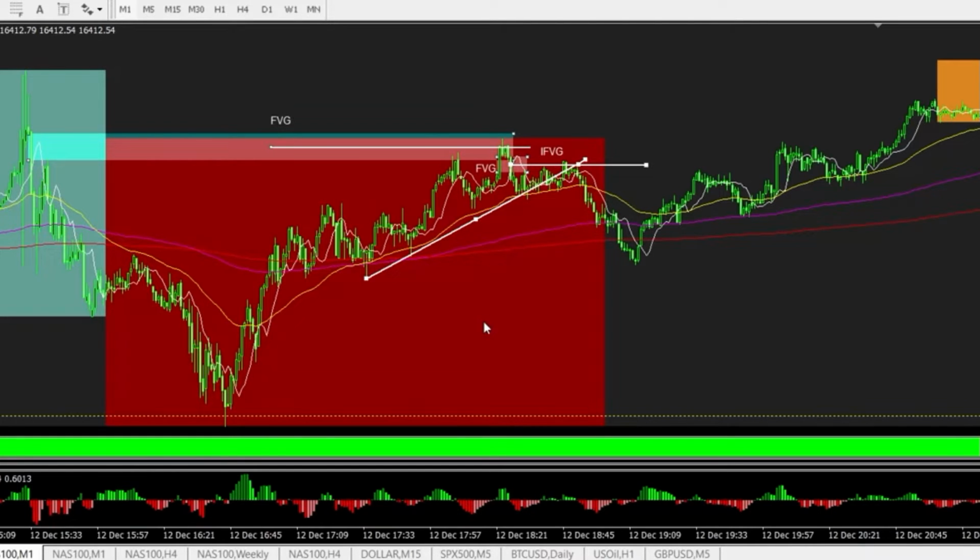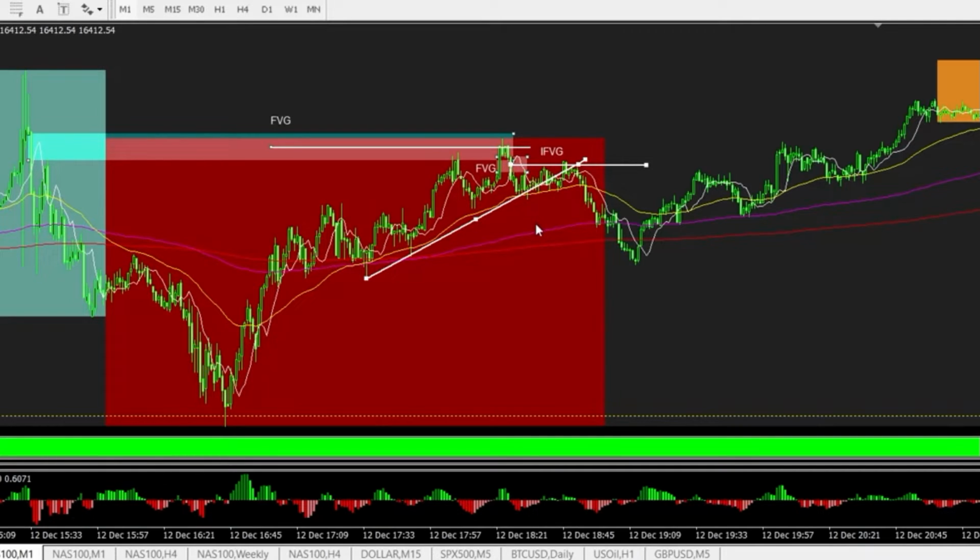As we can see, during the New York session, price moved away from this large fair value gap. Then it returns back to it and hits its 50% mark. Then it creates another fair value gap right after that.